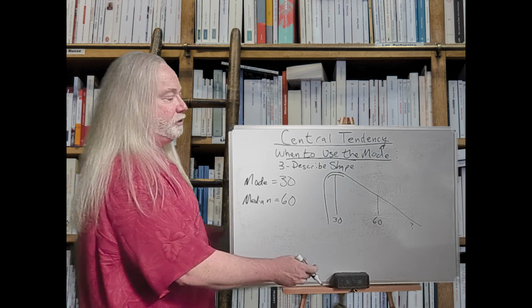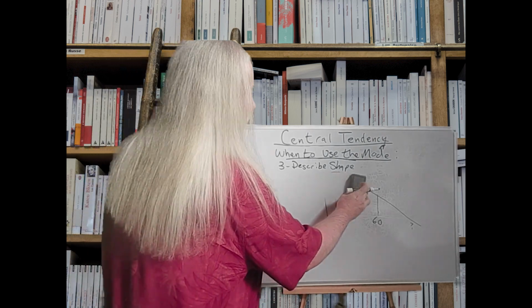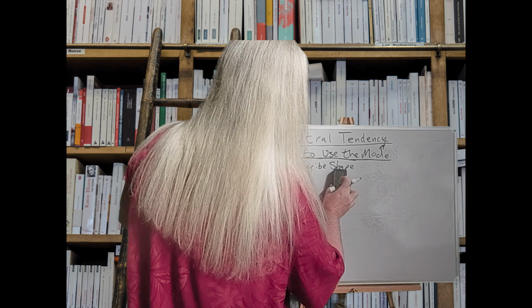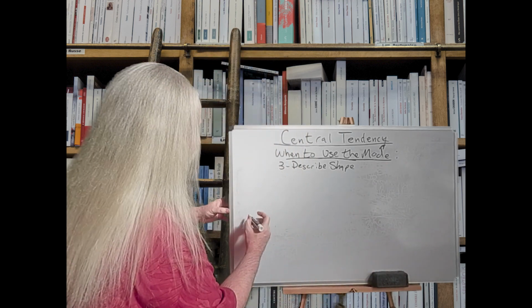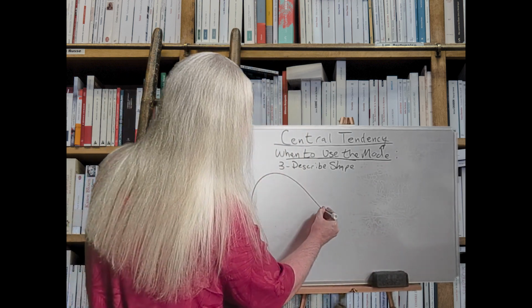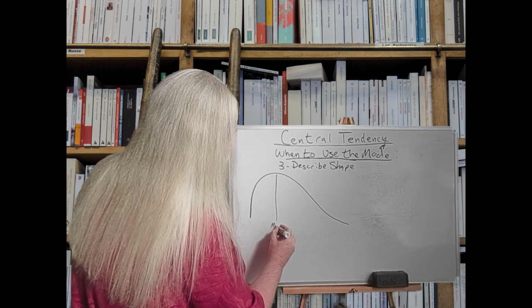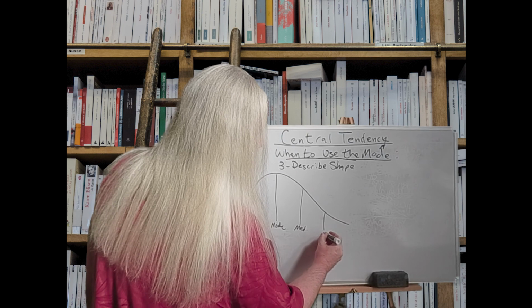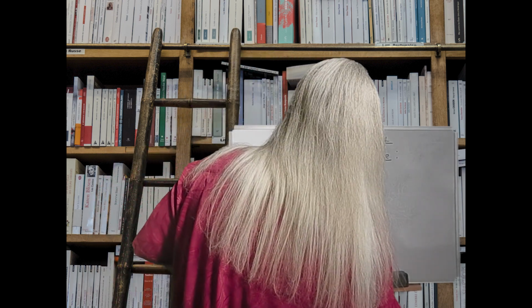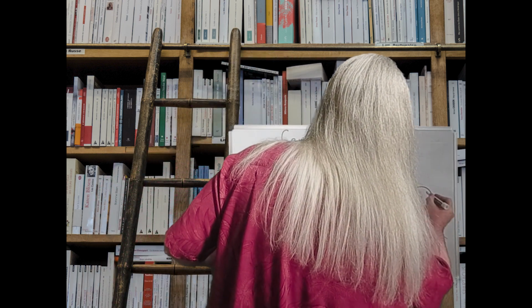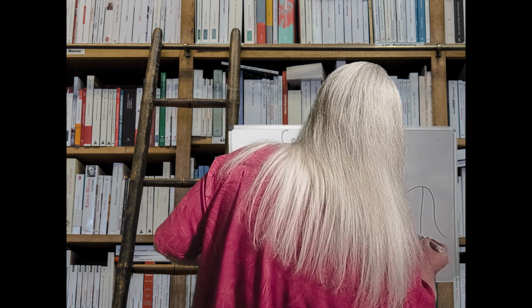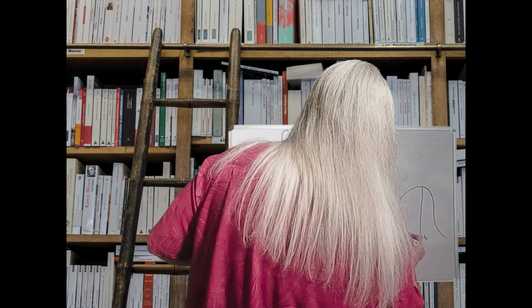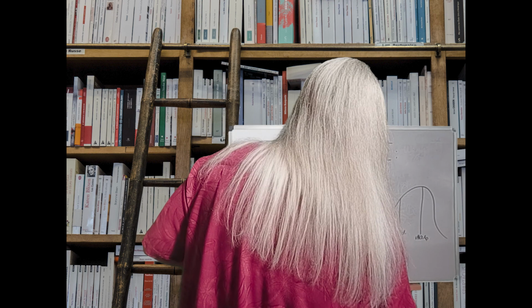So you really always get a pretty reliably, I should say, not always, but if it's skewed positively, it's mode, median, mean, and if it's skewed negatively, it's the opposite. Mode, median, mean.